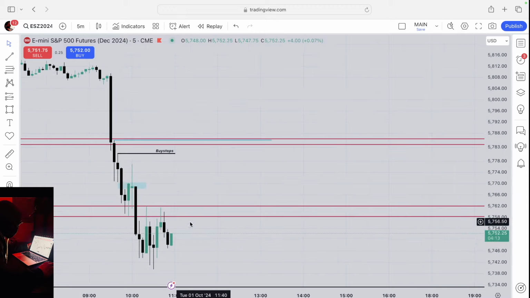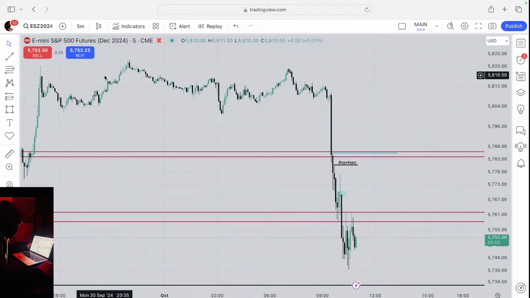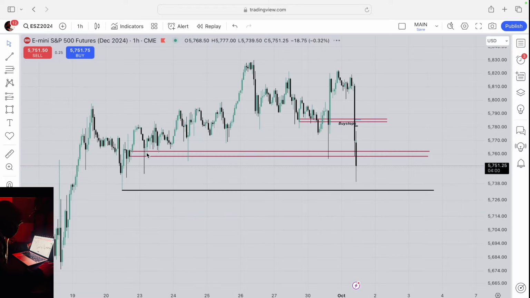So I believe we're able to drop down below this rejection block. This candle here drops down, short-term low taken, wicks the whole way back up. This here is a rejection block. We're able to come down and pierce that. So that technically would be a run on sell stops. Okay.